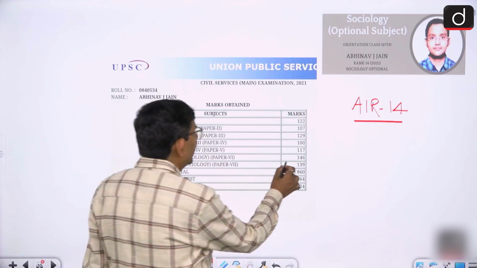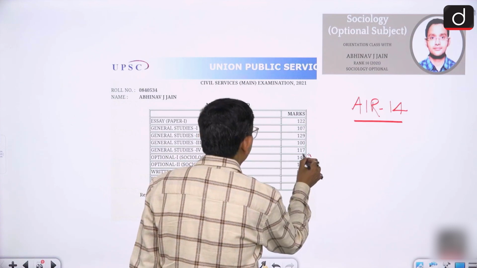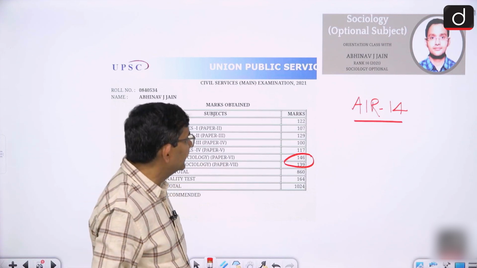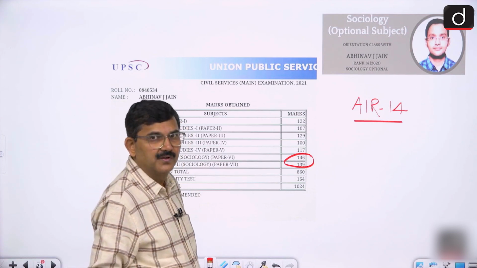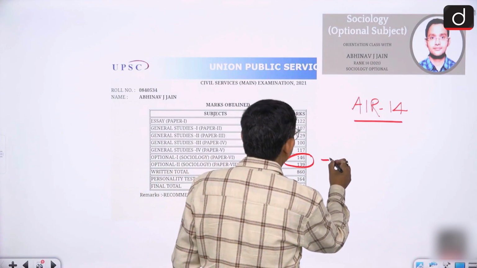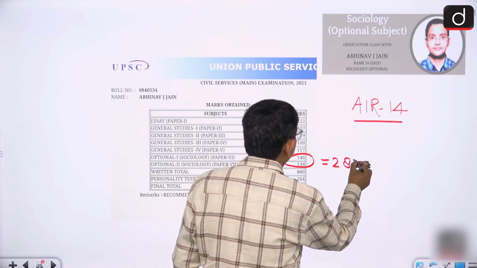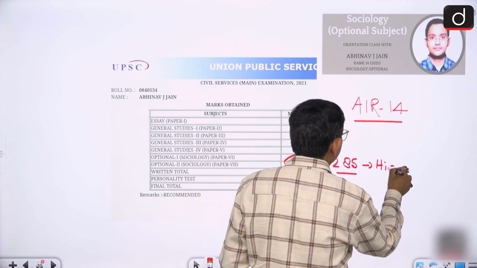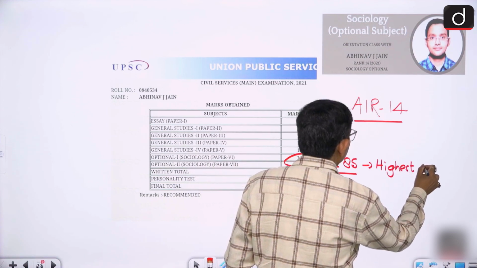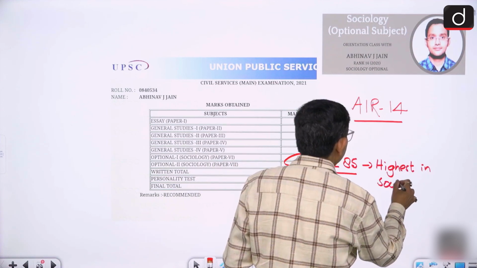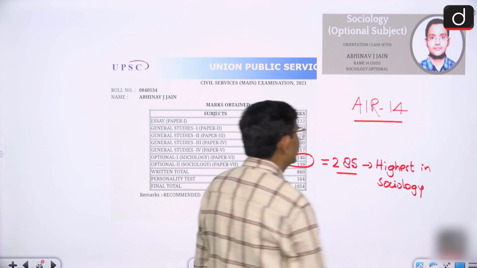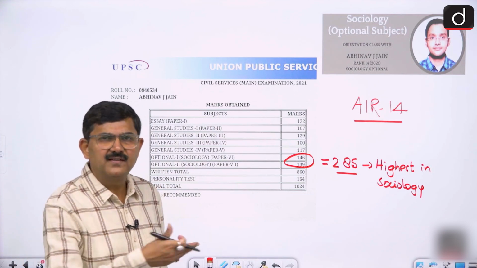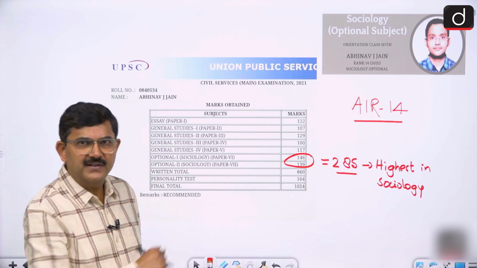As far as his marks are concerned in sociology, 146 in paper 1 and 139 in paper 2. In total, I think it's 285. And that year it was the highest marks in sociology. तो कहाँ पे बैकग्राउंड काम कर रहा है? Just see, there is no background as such of this particular subject.